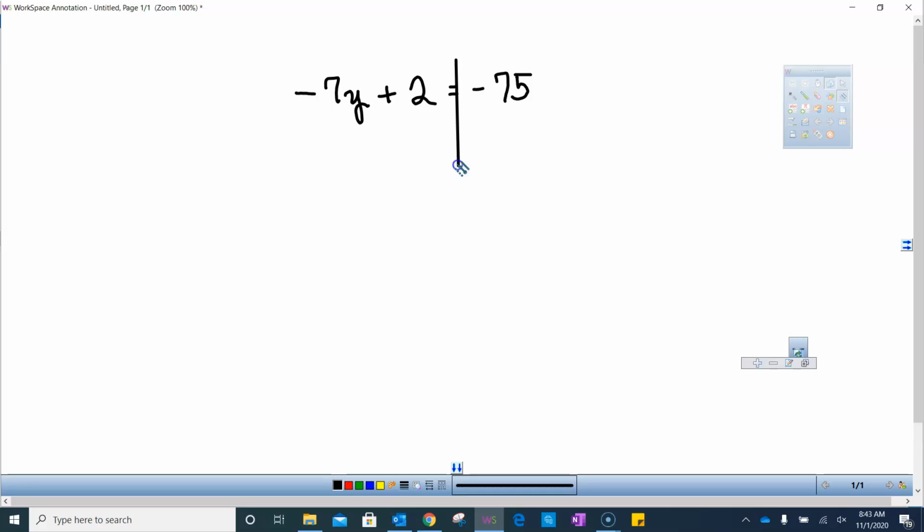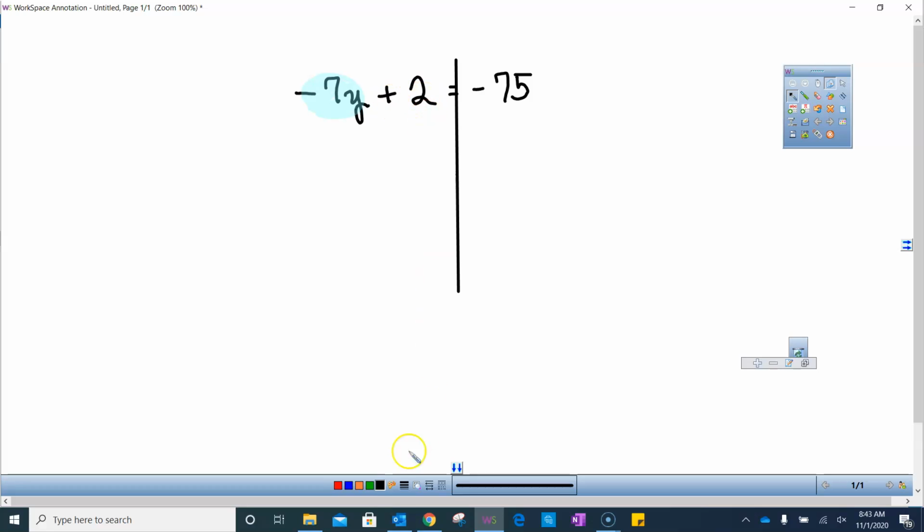First step, draw a line down your equal sign so you can see the side with the variable and the other side, negative 75, clearly. And then identify the term that has the variable in it, which is negative 7y, and highlight it. We want to isolate y, get it by itself. So we're going to start by getting this term that has the y in it by itself.